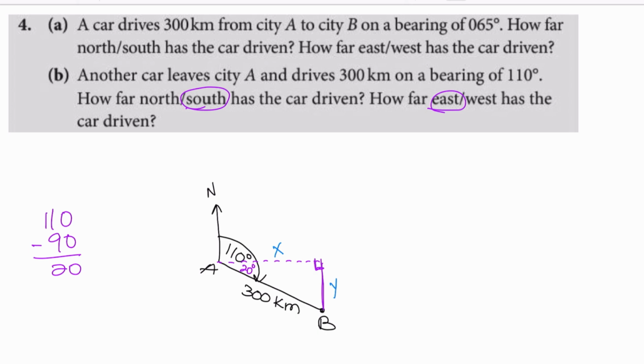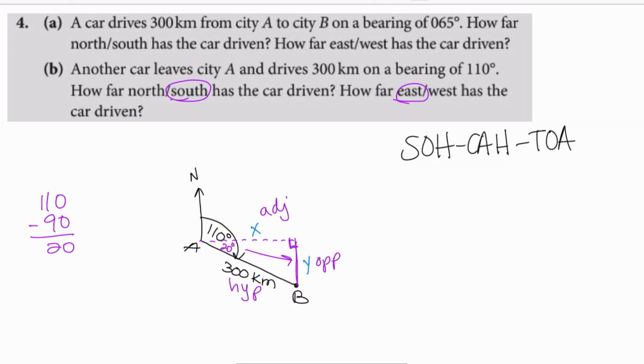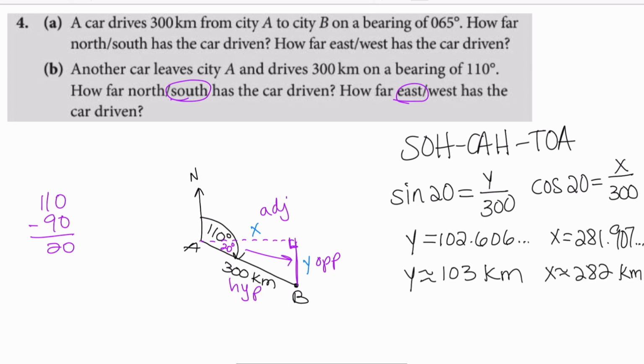According to the 20 degrees that's inside of the triangle, y is going to be right opposite. The hypotenuse is 300 and x is adjacent. Once again, we have SOH-CAH-TOA. The sine of 20 degrees is equal to opposite over hypotenuse. The cosine of 20 degrees is equal to adjacent over hypotenuse. So now I know that we have traveled 103 kilometers south, and we have traveled 282 kilometers east.